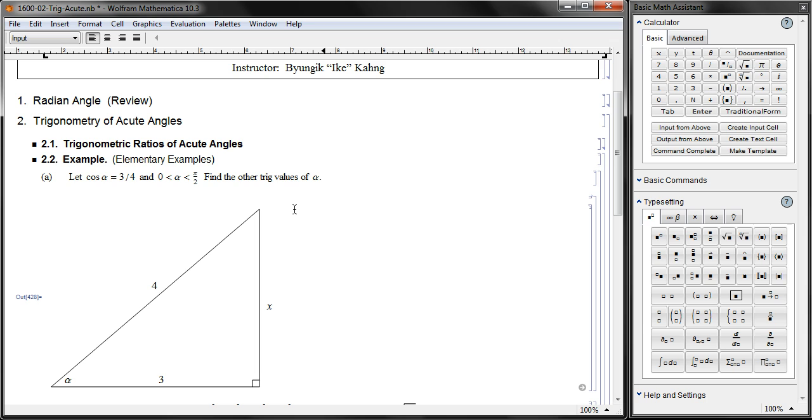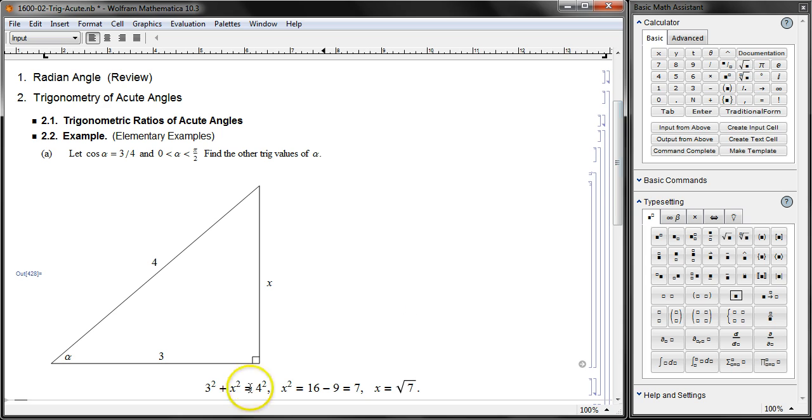alpha. Now cosine is given as 3/4, so that's adjacent over hypotenuse. So that's 3, that's 4. From this, it is possible to find the remaining side using the Pythagorean theorem. 3 squared plus x squared has to be the same as hypotenuse squared. This is what we get: 3 squared plus x squared equals 4 squared. 4 squared is 16, 3 squared is 9, therefore x squared equals 16 minus 9, that's 7. By taking the square root, you get x equals square root of 7.